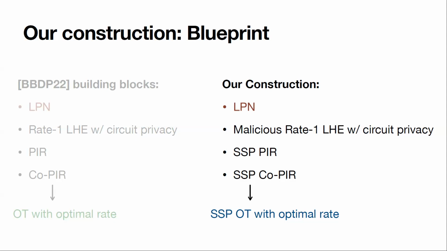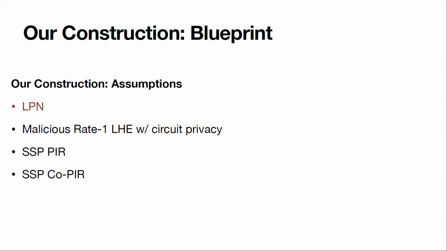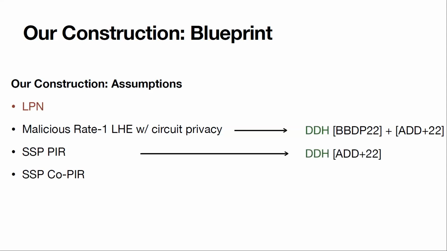So to get our final result, we need to show that we can instantiate these building blocks from the DDH. Malicious rate 1 LHE can be obtained from the DDH assumption by plugging in known results from previous works. And the same goes for SSP PIR. But for SSP co-PIR, we know nothing apart from trivial FHE-based solutions. So to get our final result, we need to build an SSP co-PIR from the DDH. And this is what I'm going to show you for the remainder of the talk.